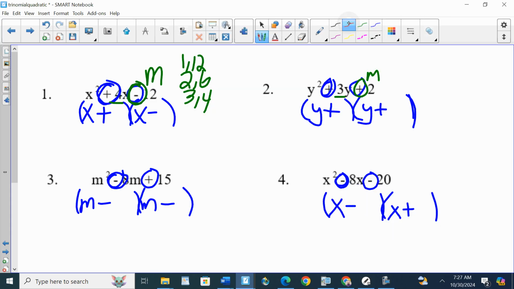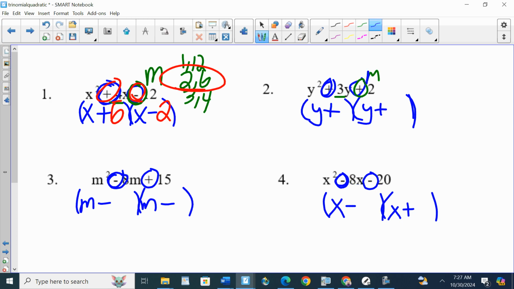I'm looking for the pair that subtracts to 4. Which of these pairs of numbers subtracts to 4? 6 and 2. Bigger number goes first. The bigger number must go first. No matter how you do this, the bigger number must have the first sign.